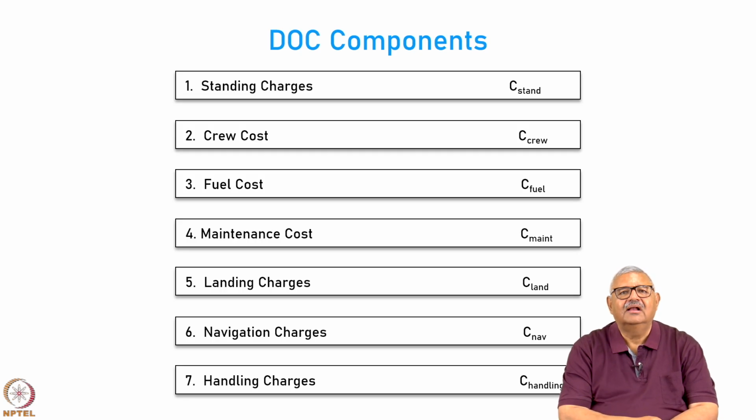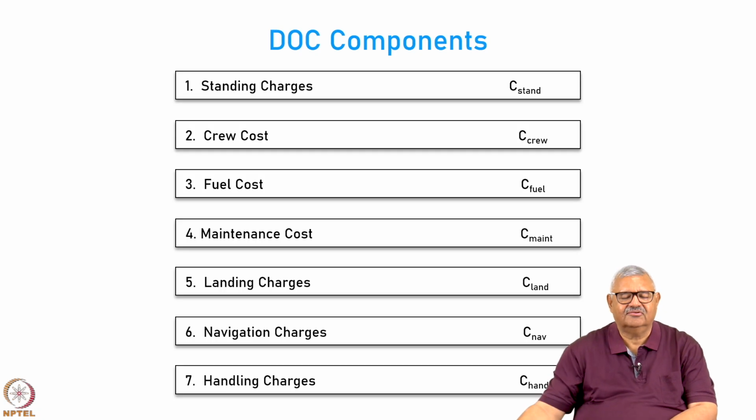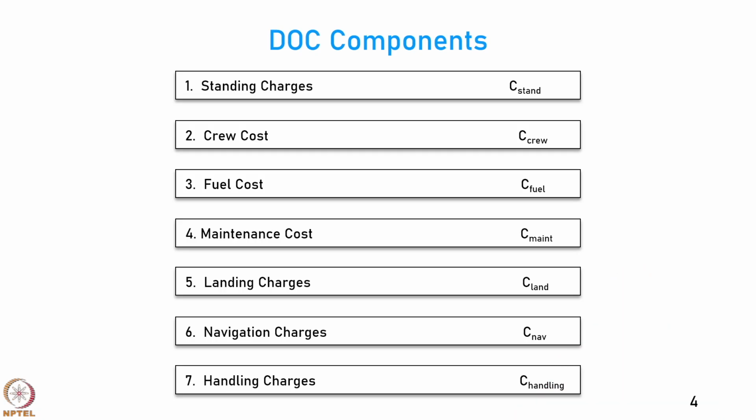Then there are maintenance costs, which are to do with the airframe and the engine. And then there are some airport costs or ATC costs, which are broken down into landing charges, navigation charges and handling charges or passenger handling charges. Some of these costs may not be applicable, some of them may be applicable only in a particular scenario. We will see all that in our tutorial.